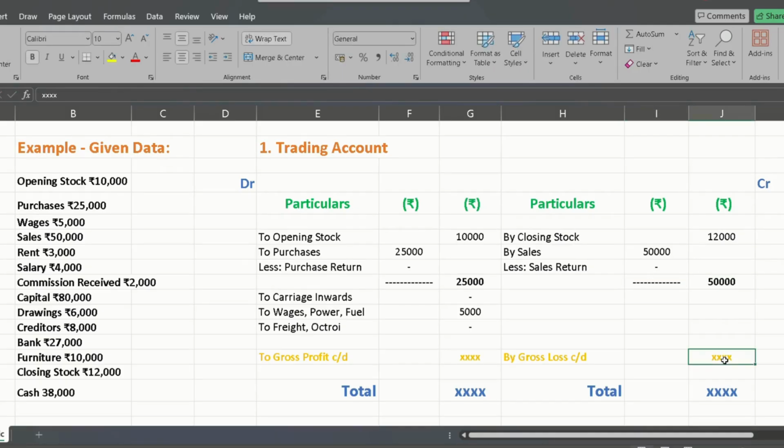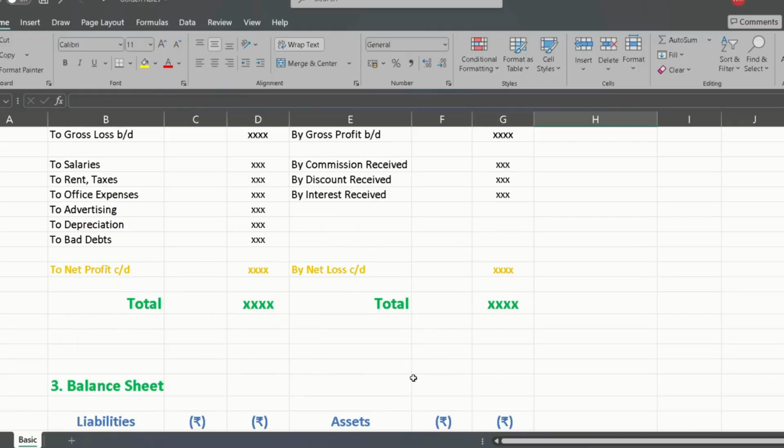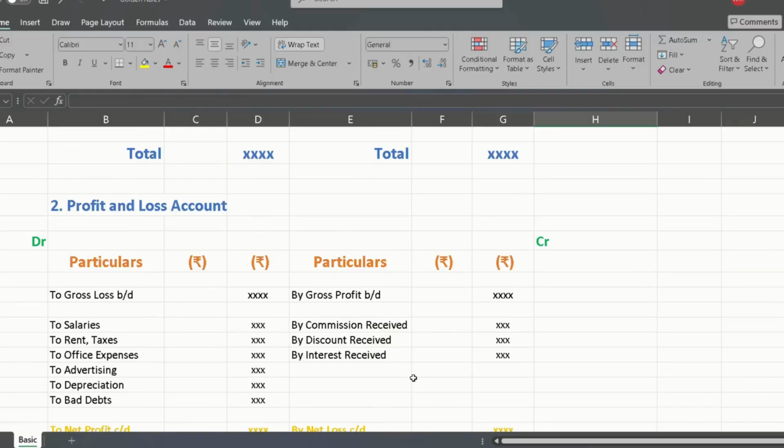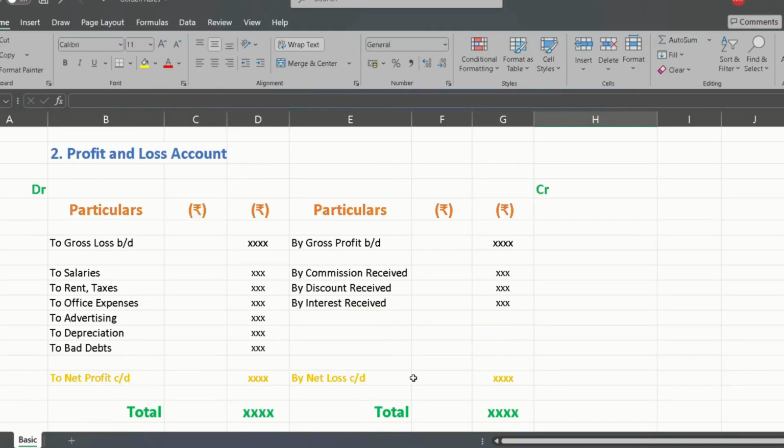The result is gross profit 12,000. And the next step is the profit and loss account. The process is to find out net profit or net loss of the business after including indirect expenses and incomes.